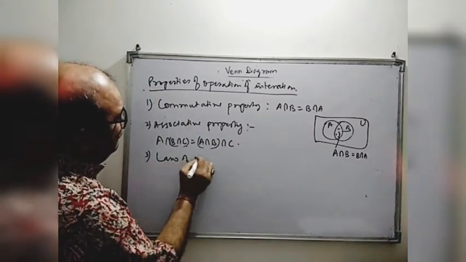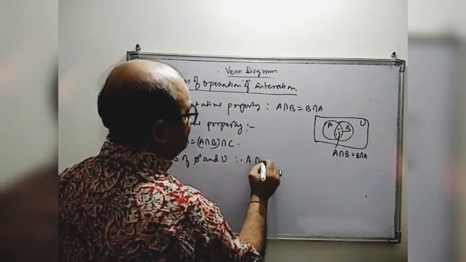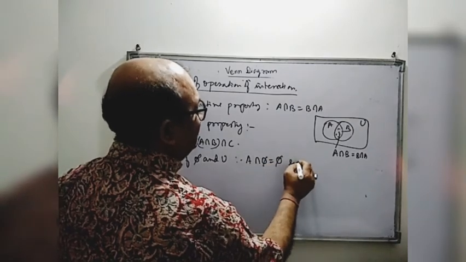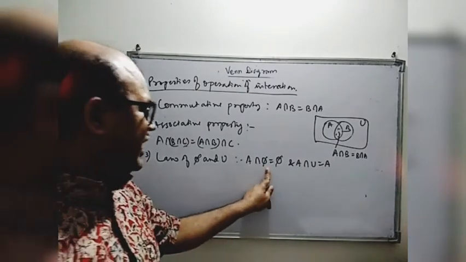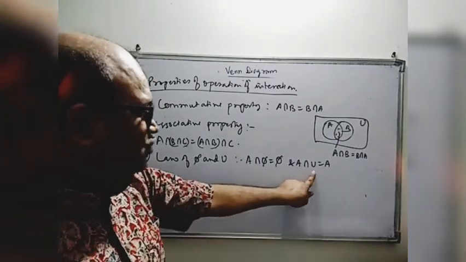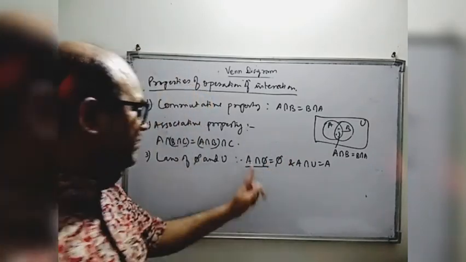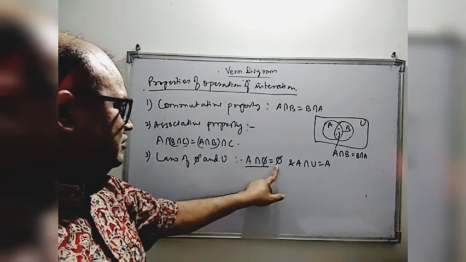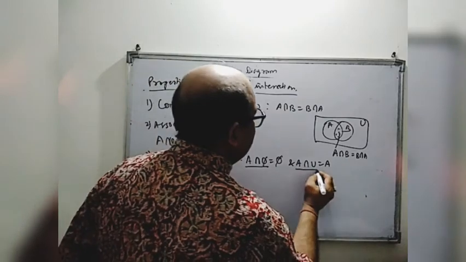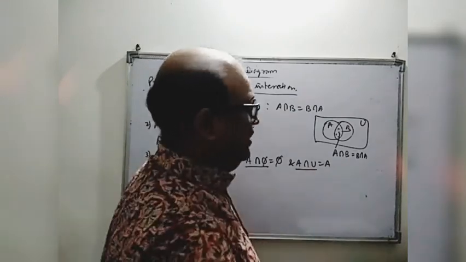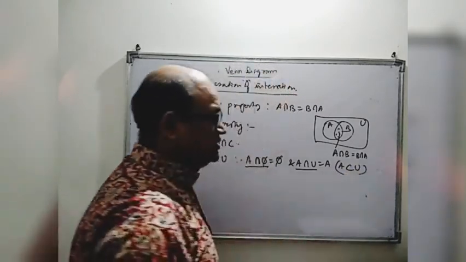Now, it follows the law of phi and the law of U. That is, if A is a set, then A intersection phi equals phi and A intersection U equals A. In union, A union phi equals A and A union U equals U, but in intersection, A intersection phi, there is no element common in them. So A intersection phi equals phi, as phi is a null set, there is no element. Now A intersection U equals A, as A is the subset of U.